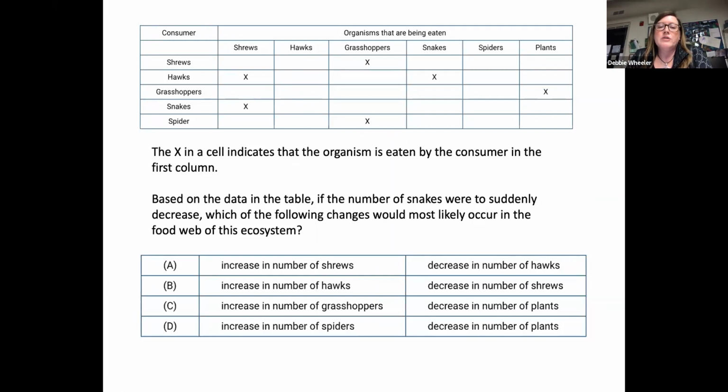And we're going to do this as a poll. So based on the data table, if the number of snakes were to suddenly decrease, which of the following changes would most likely occur in the food web of this ecosystem? So look carefully at that table. Remember, an X indicates the organism is eaten by the consumer in the first column. So we're choosing between A, B, C, and D.